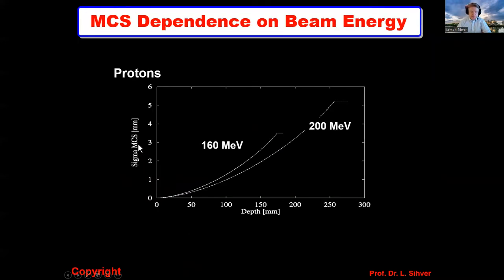This is sigma of multiple Coulomb scattering as a function of depth for protons at different energies. You have 160 MeV protons and 200 MeV protons. And we can see here that at the same depth, the higher energy protons will have less multiple Coulomb scattering. The multiple Coulomb scattering decreases with increasing particle energy.